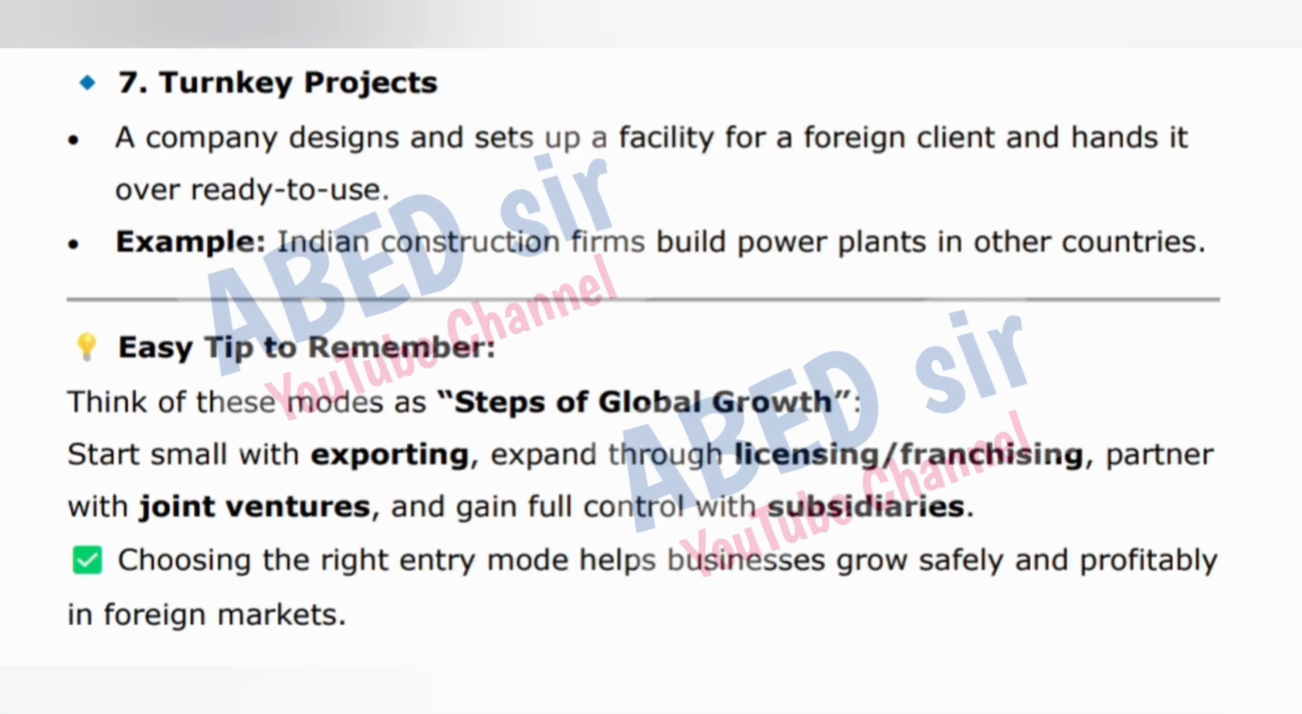7. Turnkey projects. A company designs and sets up a facility for a foreign client and hands it over ready to use. Example, Indian construction firms build power plants in other countries. Easy tip to remember. Think of these modes as steps of global growth. Start small with exporting, expand through licensing, franchising, partner with joint ventures, and gain full control with subsidiaries. Choosing the right entry mode helps businesses grow safely and profitably in foreign markets.